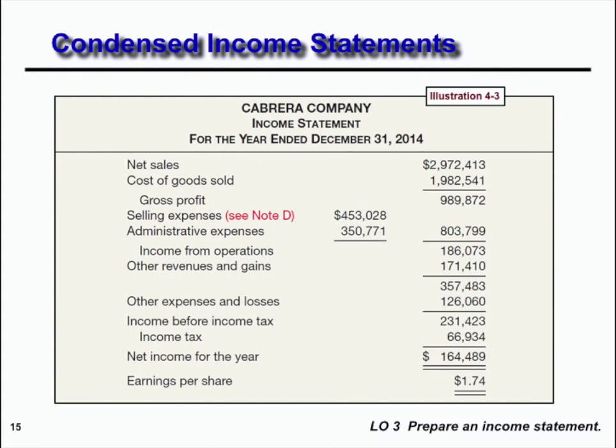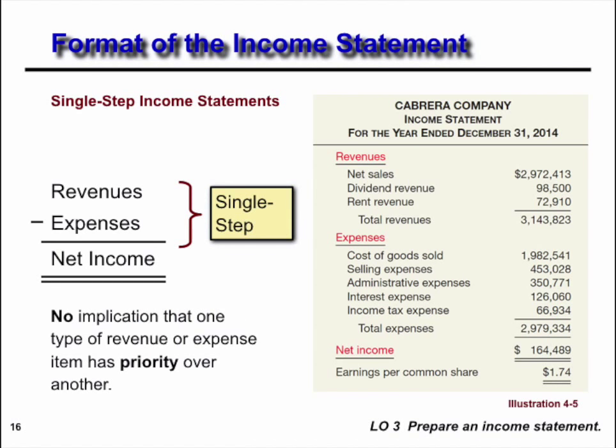This is the example of the condensed income statement. If you compare it with the multi-step income statement, you will see that the selling expenses and the administrative expenses are given as one number. So it's not as detailed as compared to the multi-step. You see that in the single-step income statement, there is no implication that one type of revenue item has priority over the other. So in general, the single-step income statement just emphasizes the total revenues and total expenses.